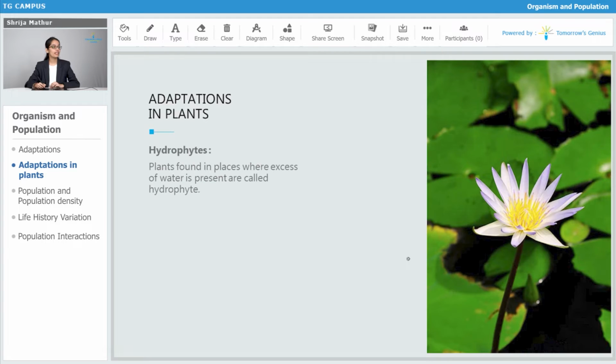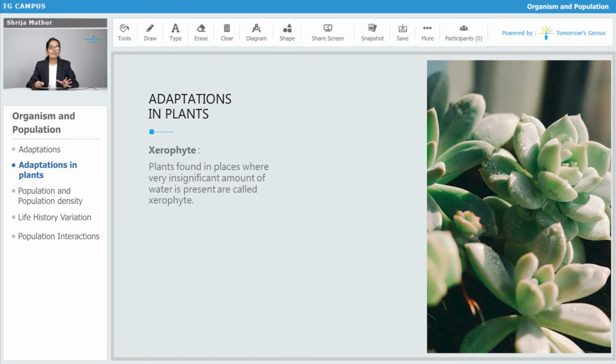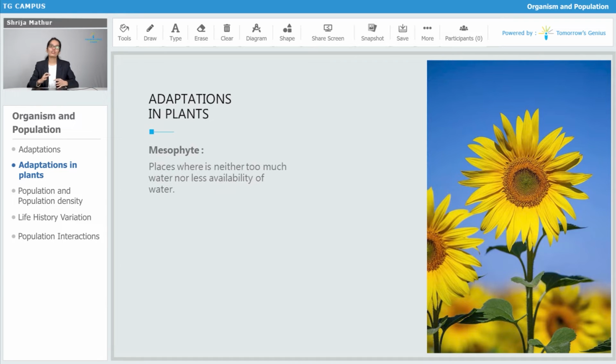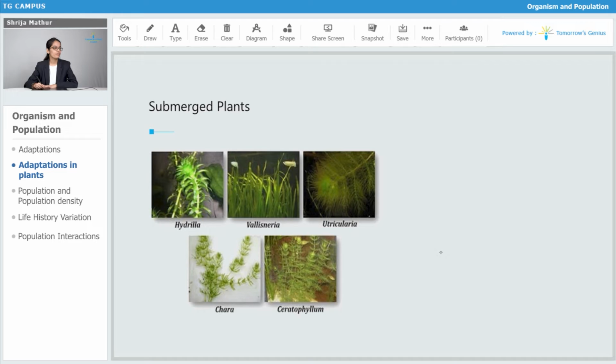So what are those 3 categories? First is hydrophytes. Those plants which are found in excess of water, the aquatic plants, are hydrophytes. Xerophytes, the desert plants, survive in low water conditions, and water is not present in the amount they require. Mesophytes: water is neither too much nor too less. Their habitat has a relatively sufficient amount of water.